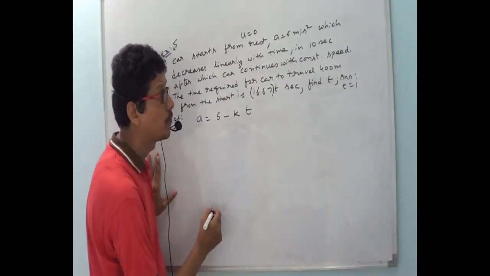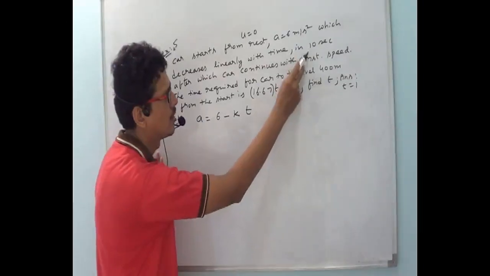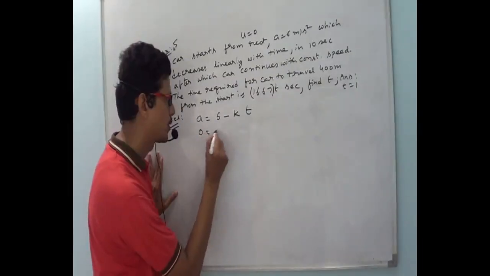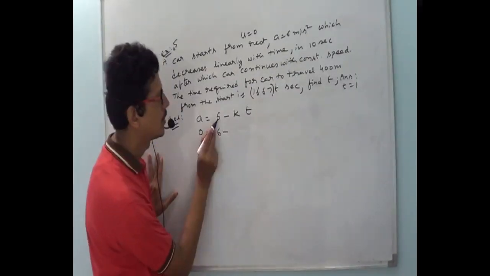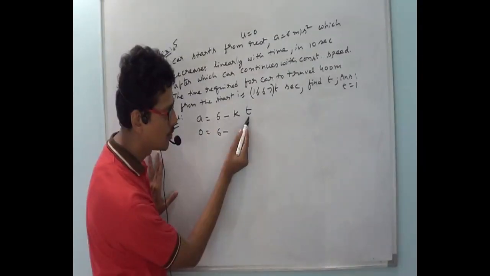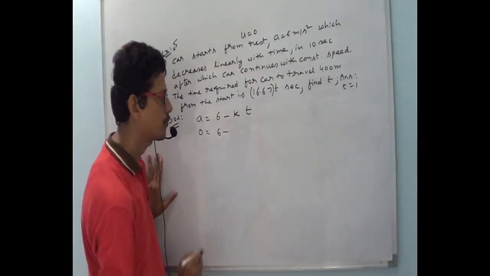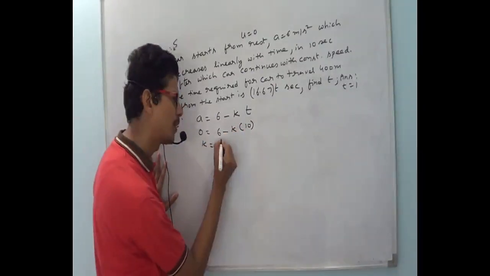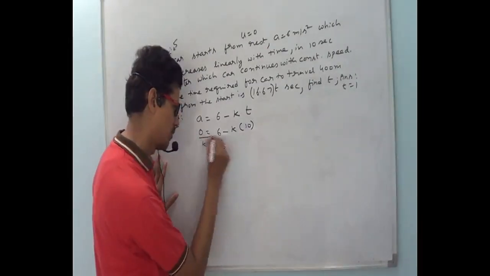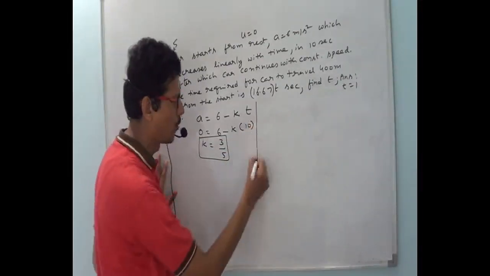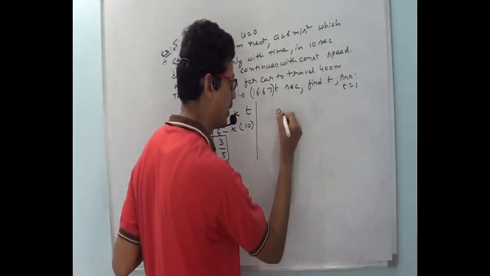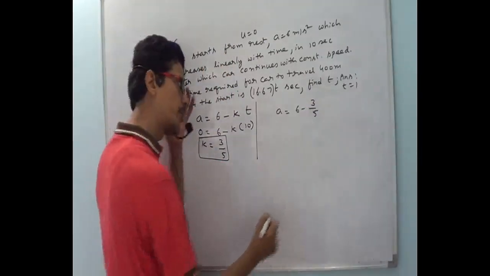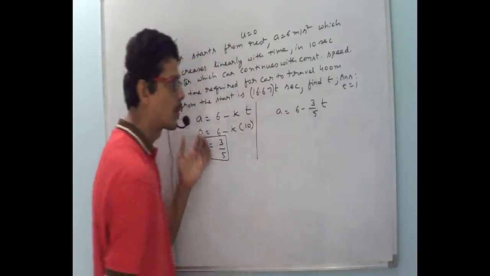Okay. Acceleration became 0 after 10 seconds. For 10 seconds it is traveling, then with constant speed means acceleration has become 0. 0 is equal to 6 minus k into 10, where 6 is the initial acceleration. Put t is equal to 0, you are getting a is equal to 6, na? So k value will be equal to 6 by 10, which is nothing but 3 by 5. Now I have the equation as A is equal to 6 minus 3 by 5 into T.